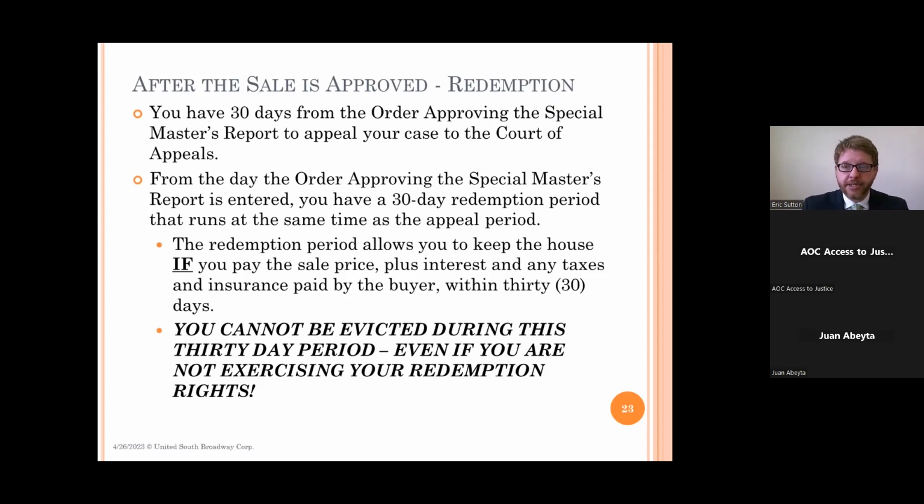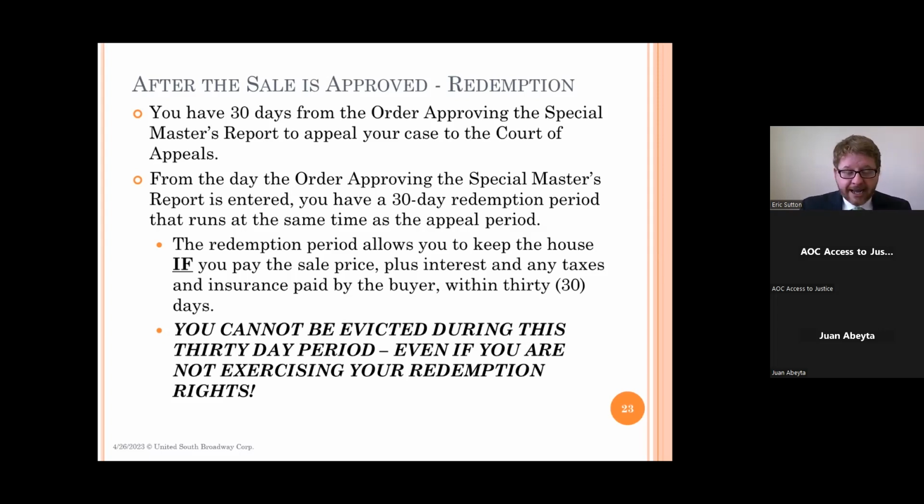There's also a 30-day redemption period that runs after the order approving the special master's report is entered. We talked about this way back. By default, redemption periods in New Mexico are 9 months long, but parties can agree to limit that to as little as 1 month. And all mortgage contracts have that 1 month limitation in them. So the summary judgment order and the order approving sale are going to have language that says you only have 30 days to redeem the property.